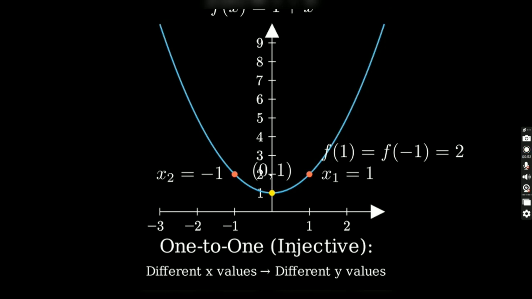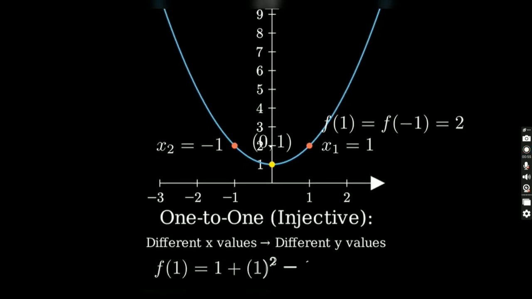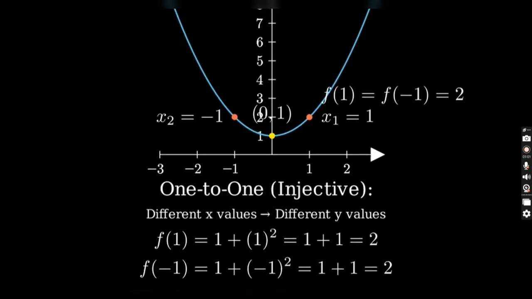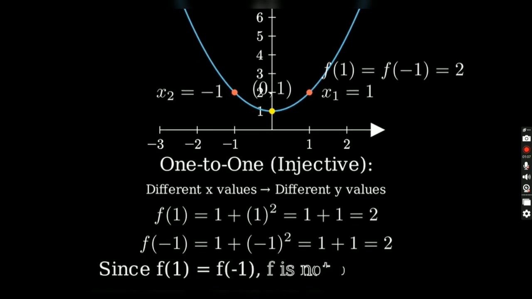Let's verify this algebraically. When x = 1, f(1) = 1 + 1², which equals 2. When x = -1, f(-1) = 1 + (-1)², which also equals 2. Since we found two different x values that give us the same y value, the function is not one-to-one.